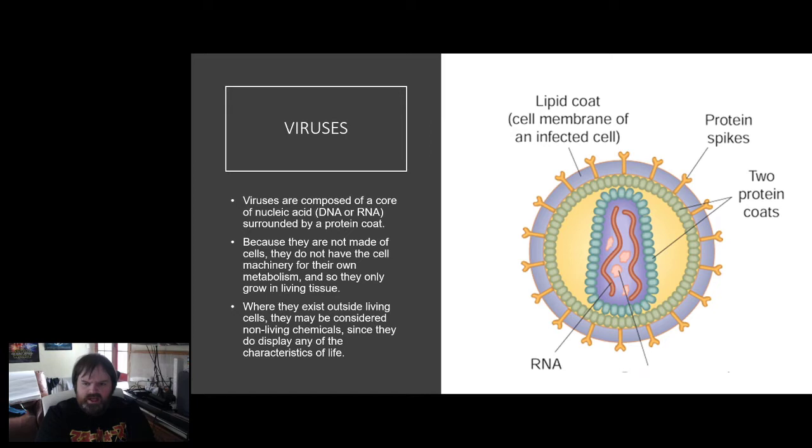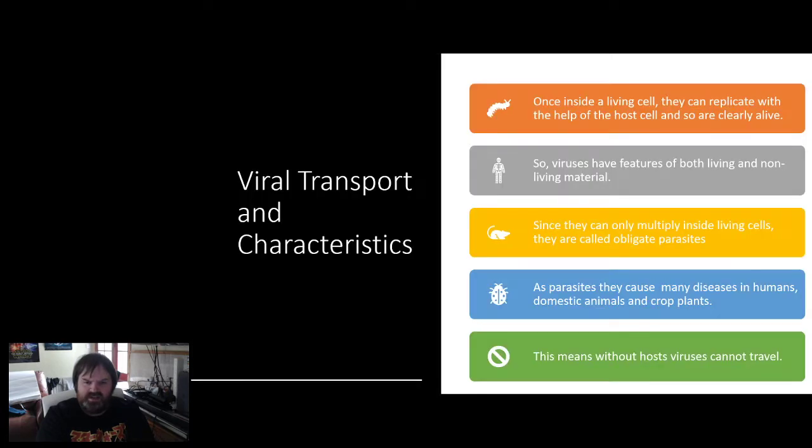But that RNA or DNA is very important because that allows them to co-opt and take over living processes or proper living cells. So, once inside a living cell, viruses can replicate with the host cell, and that means they're definitely alive. So they have the features of both living and non-living material as a result. They can multiply inside living cells, and they're called obligate parasites. That means that without a host, viruses die.